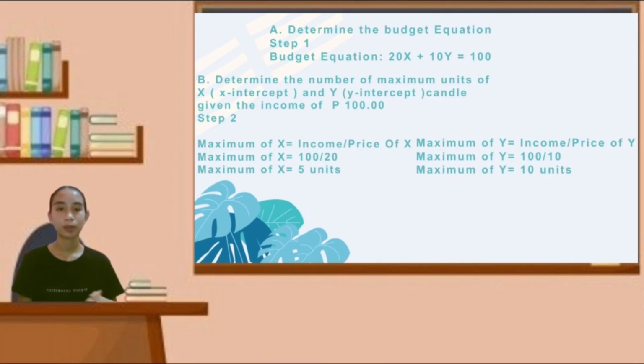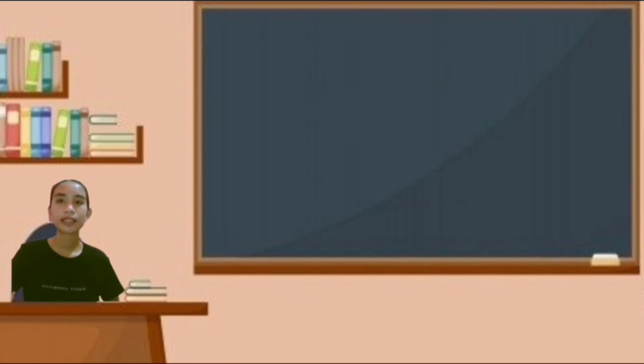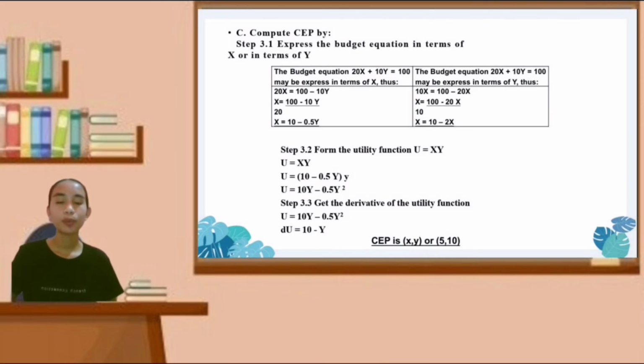Next one is maximum of Y. Maximum of Y is equal to income divided by price of Y. 100 divided by 10 is equal to 10 units. Step 3. Compute CEP. Step 3.1. Express the budget equation in terms of X or in terms of Y.